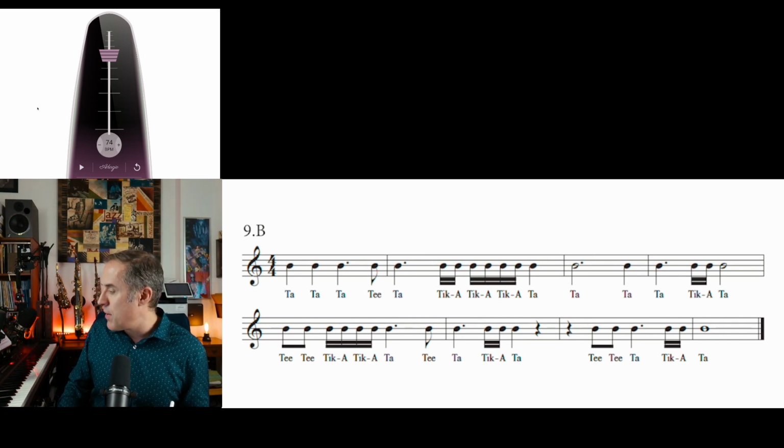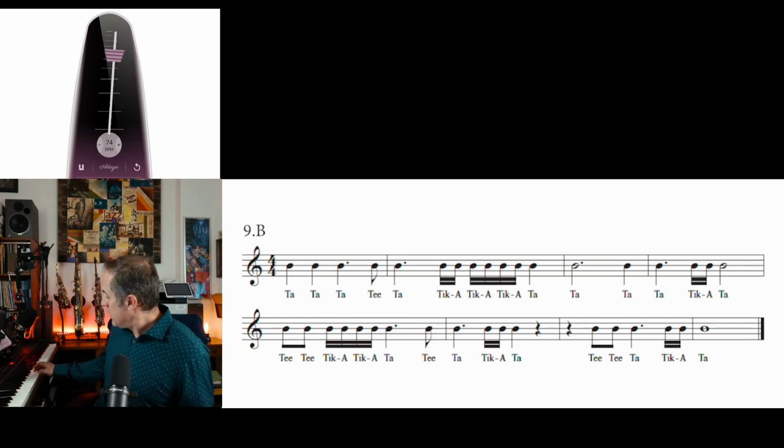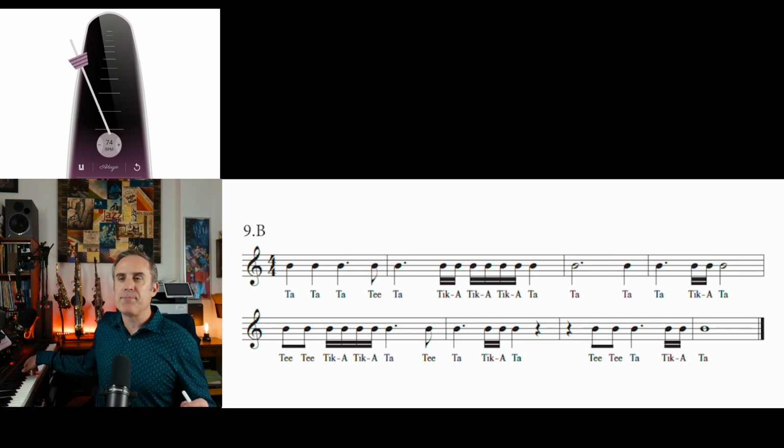All right, let's get our metronome started. We're remaining at 74 beats per minute, or the quarter note equals 74. Here is the note I'll be singing, a G3. And here comes the count off.